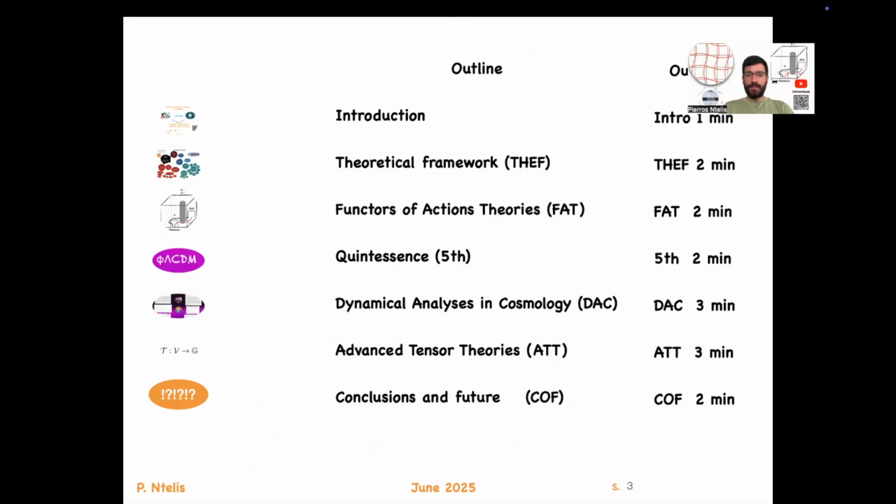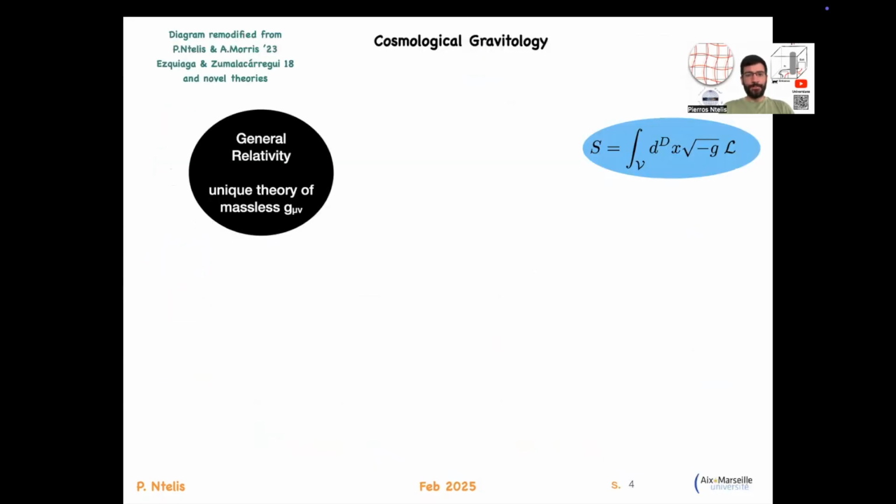Now, my short outline is the following. We have finished with the introduction. Then I'm going to talk about the theoretical framework behind all those different cosmological models. Then I will talk about the functor of action theories, FAT for short. Then a little bit about the quintessence. Then I'm going to talk about dynamical analysis in cosmology, then advanced tensor theories, and finally I will conclude and give some outlook. So let's start with the theoretical framework.